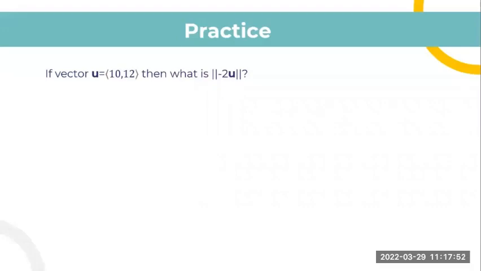All right, so we have vector u is equal to 10, 12. And we want to calculate what is the magnitude of negative 2u. Do I have any volunteers who want to take the mic and walk us through what they would do to solve this? I saw Jay raised his hand. Any other volunteers? Awesome. Maya, go ahead.